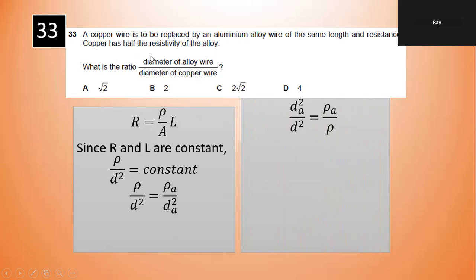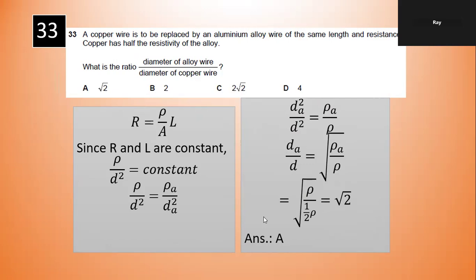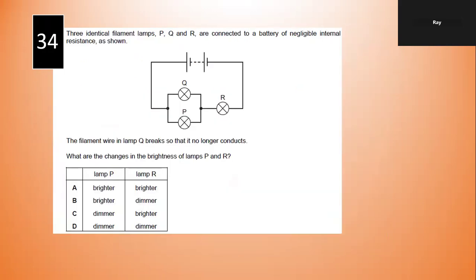Then you want the ratio of the diameter of alloy to the diameter of copper. Then you square root it. Square root that. Okay, A. Any comment or anything not clear? No. How about this one?